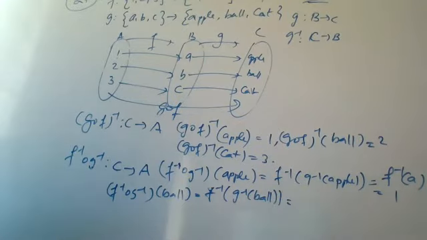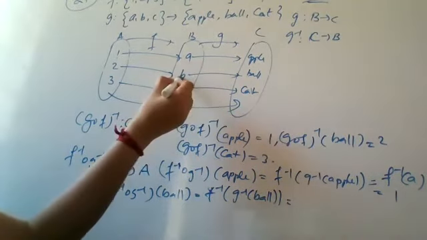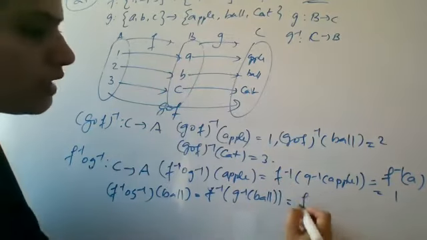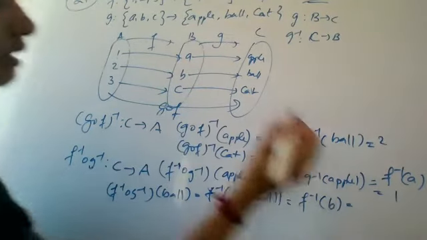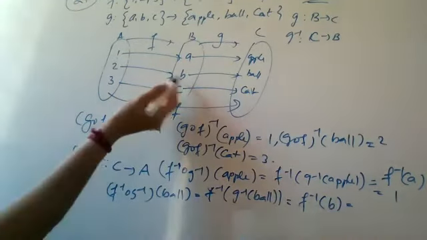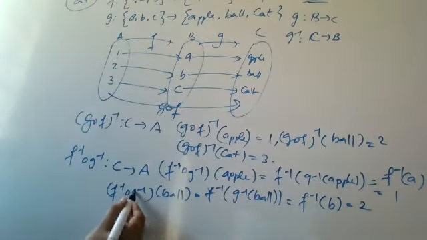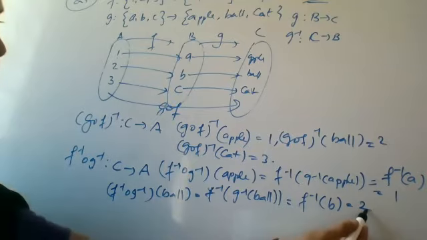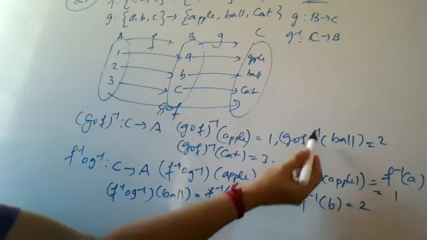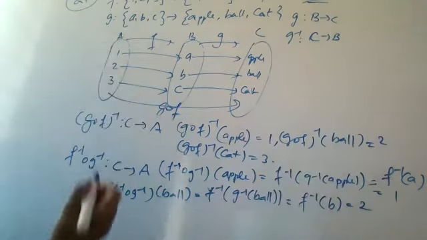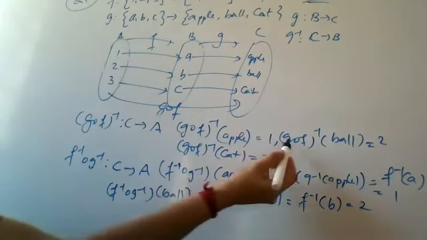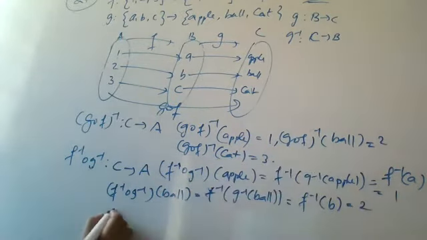G inverse of ball will give you B. So F inverse of B. Now what is F inverse of B? F inverse of B is 2. So you are getting F inverse composition G inverse of ball is 2. Here also you got G composition F the whole inverse of ball is 2. You can say F inverse composition G inverse is equal to G composition F the whole inverse.